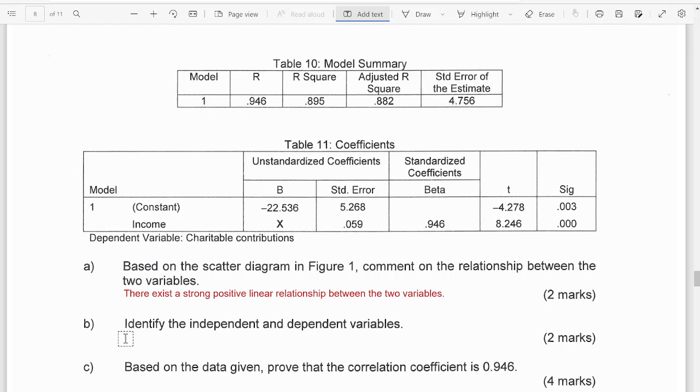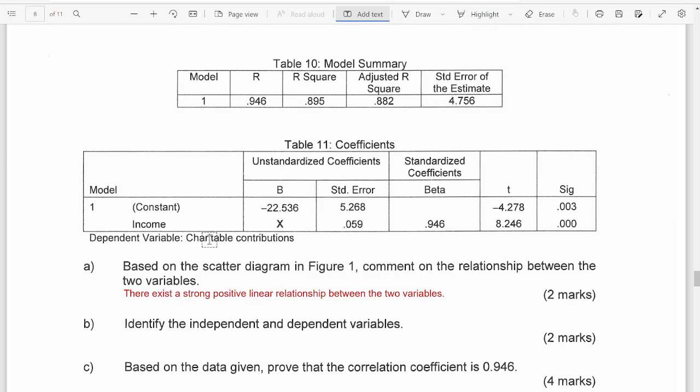And then the second question asks you to identify the independent and the dependent variable. So what is the independent variable and what is the dependent variable? To identify them, you have two ways. The first one is based on the output given. You can see that it's clearly stated here, dependent variable charitable contribution. So it has told you already, charitable contribution is the dependent variable.